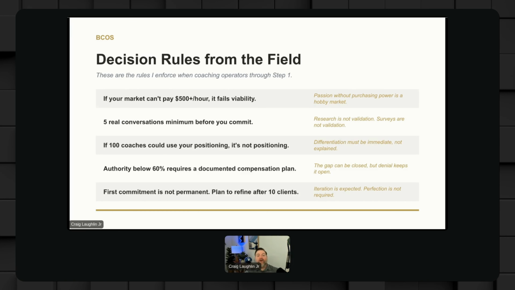Rule 4, authority below 60% requires a documented plan, not a hope. A plan with specific actions and timelines.